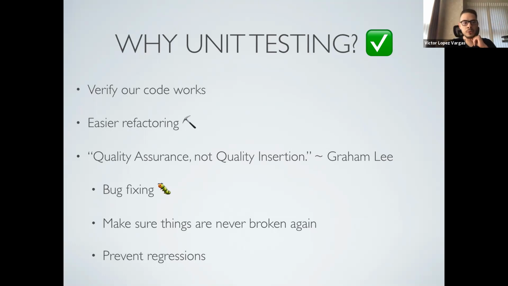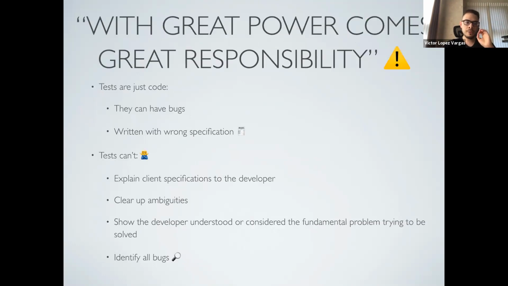So then back to the quote, quality assurance, not quality insertion. Basically, this means that tests only show us that our code works as expected, which is not the same as saying that they help us uncover bugs. This means that automated tests only verify the expectations we provide them with. Again, they don't help discover new bugs. So I want to make that clear.